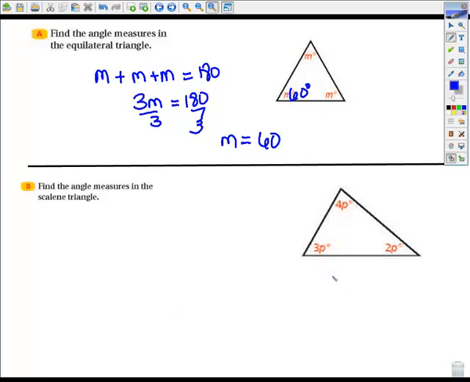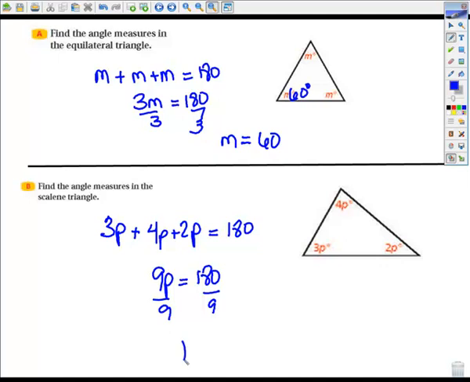Now the scalene triangle, they've not really given me anything except a 3p, a 4p, and a 2p. So all I can do right now is write that down. 3p plus 4p plus 2p. I know that altogether they have to add up to 180. So now I'm just going to collect my like terms. I have 3 plus 4 is 7, plus 2 is 9p equals 180. Divide by the 9, and p equals 20.